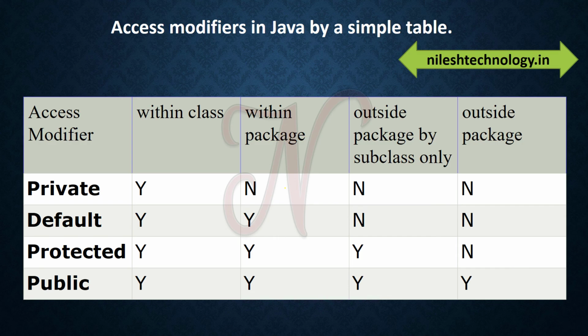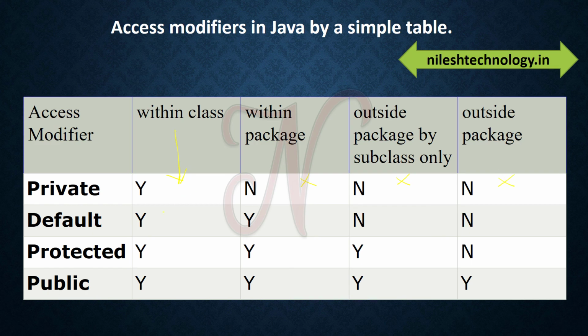So this is the table where you see where to use the different access specifiers. First, private is used only within the class. It is not used in the same package, in a subclass, or outside the package.